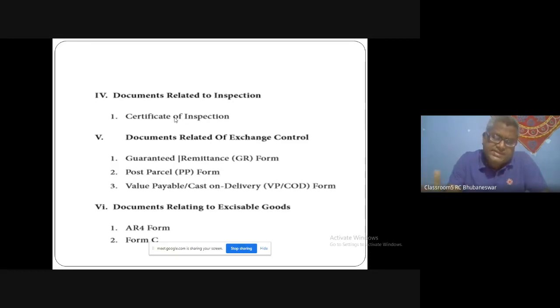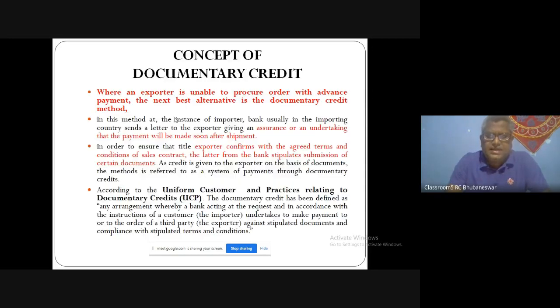Documents related to exchange control, like exchanging of foreign currency, include the guaranteed remittance form or PP form, and value payable post or COD, cash on delivery. Sorry, here it is written cast; there is no cast, it is cash. Cash on delivery form is there. Documents related to excisable goods are the AR4 form and form C.